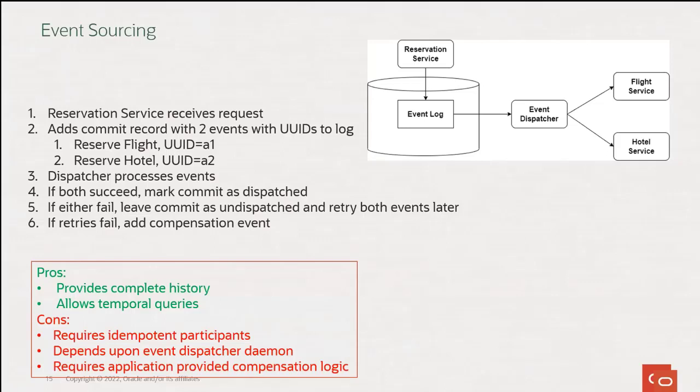It depends upon the dispatcher daemon, and it also requires application logic for compensation. So if eventually you reserve the flight, but the hotel can't be reserved, you have to unreserve that flight that was already made. So that requires application-specific compensation logic.